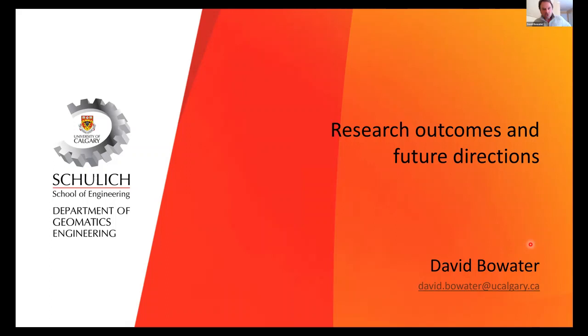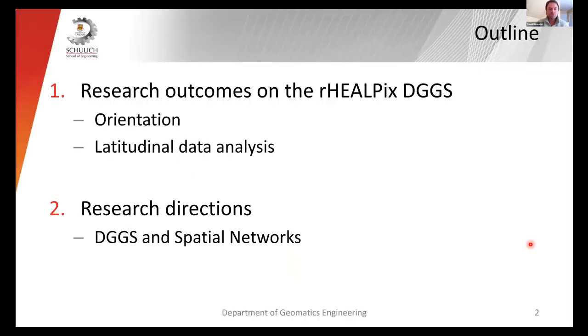Okay, so I am going to discuss some of the research outcomes that we've recently had and future directions. More specifically, I will look at the research outcomes that we had when we studied our HEALPix DGGS, in particular with regards to orientation and latitudinal data analysis. And then I will move on, towards the end of this presentation, to talk about an interesting research direction, that is the link between DGGS and spatial networks.